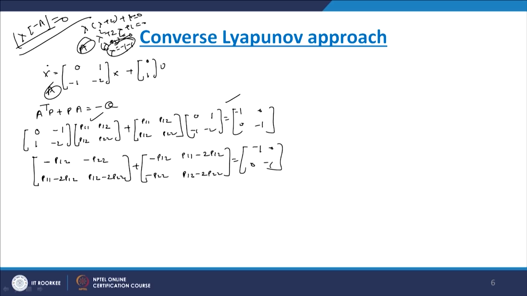So, how have we got this? Here we will find that 0 is multiplied with P11, minus 1 is multiplied by P12, so we will get P12. Then here 0 and minus 1 are multiplied with respect to P12 and P22, so 0 multiplied by P12 is 0, and we get P22.